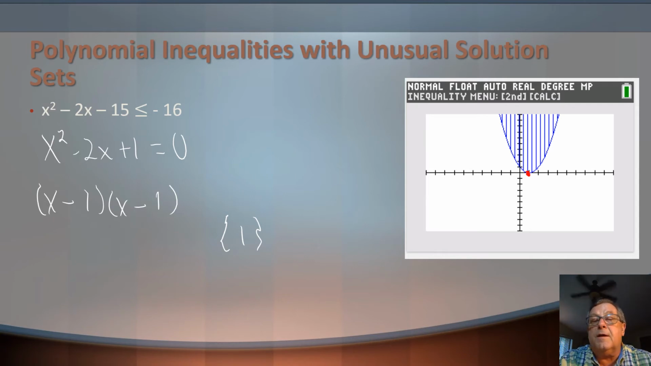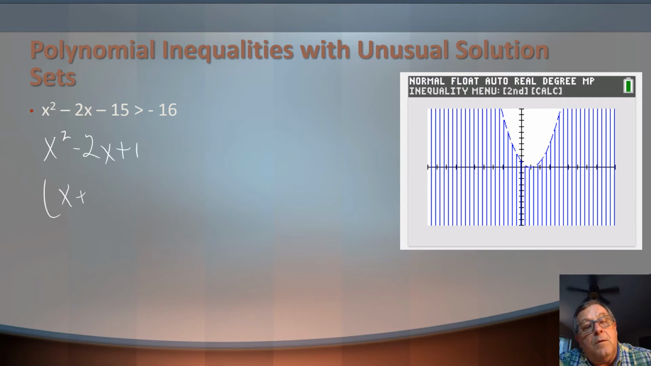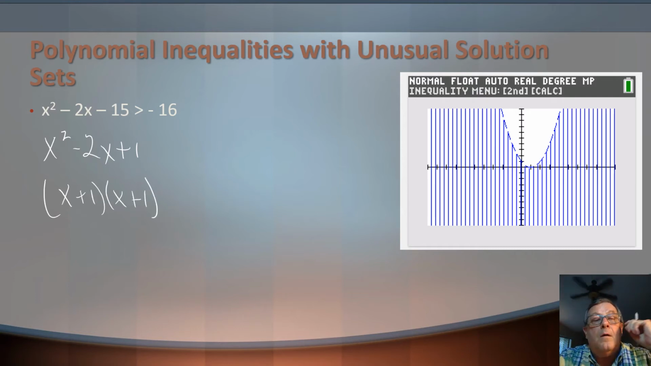All right, let's look at this same thing, except this time we're going to say that it is greater than negative 16. And again, I'm going to pull the 16 over. My factors obviously would be the same. But what's happening here? And notice that I don't have an equal to, I've just got a simple greater than. And obviously, I'm shading the outside region, not the inside region of the parabola. Why would that be true?